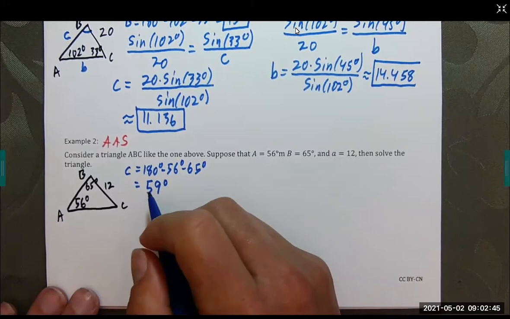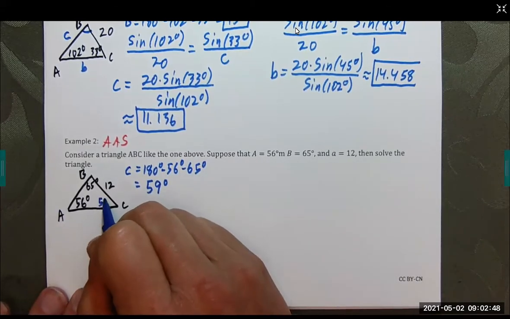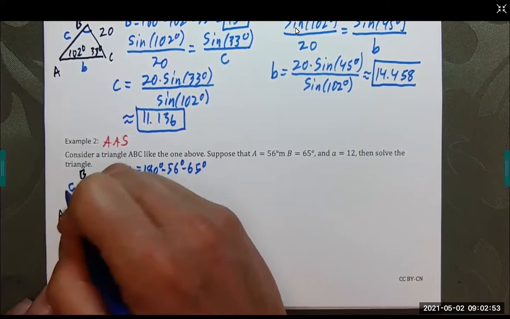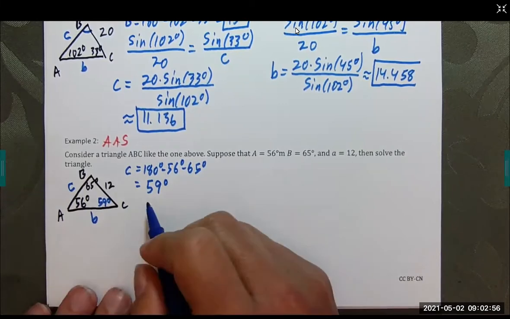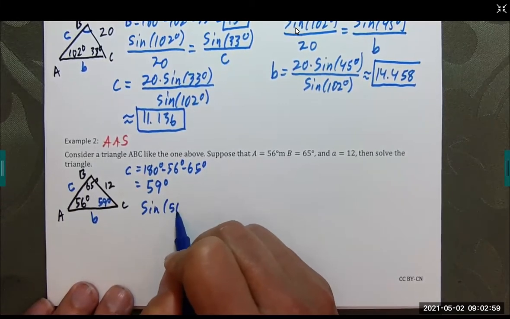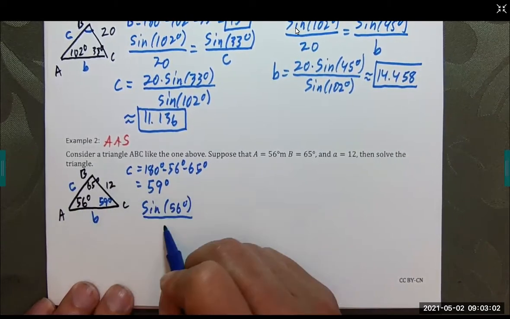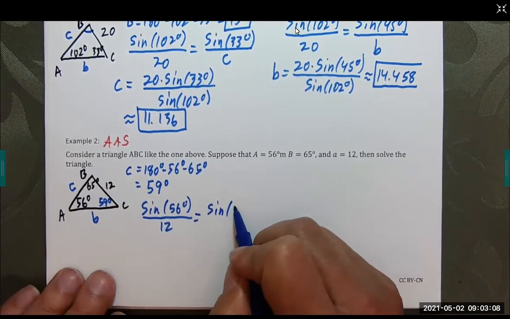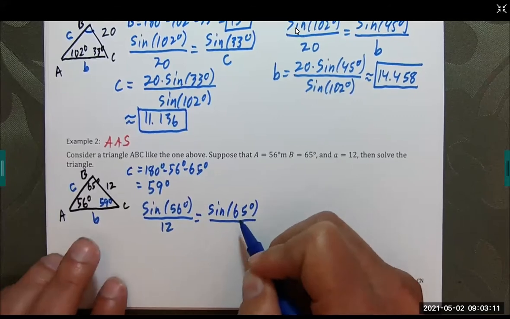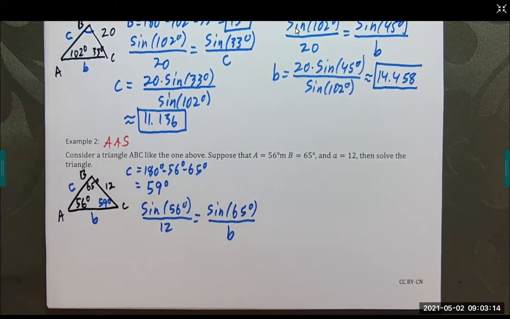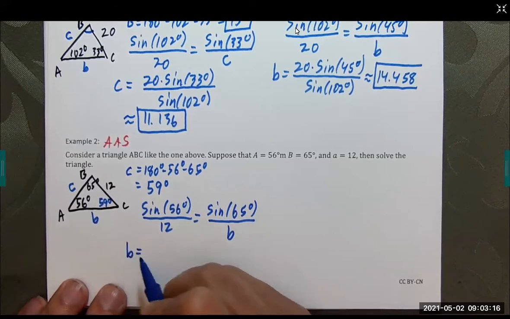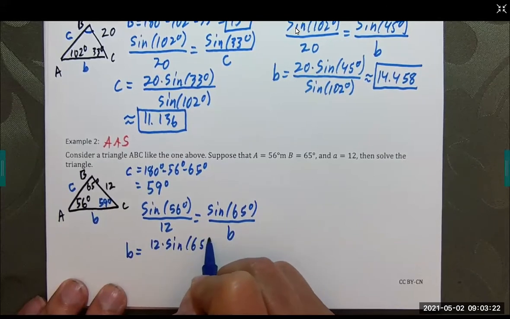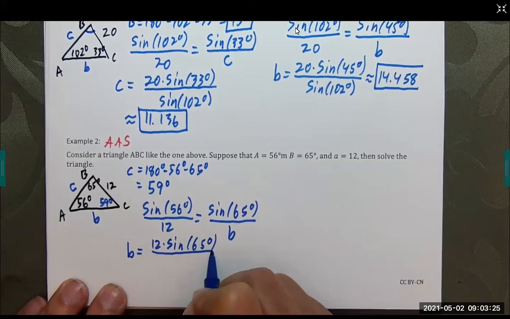So now I'm going to use the law of sines. So this is 59 here, and we're missing side B and side C. So the sine of 56 degrees over its opposite side, which is 12, equals the sine of 65 degrees over its opposite side, which is B. And we're going to cross multiply and divide. We end up that B is 12 times the sine of 65 degrees over the sine of 56 degrees.